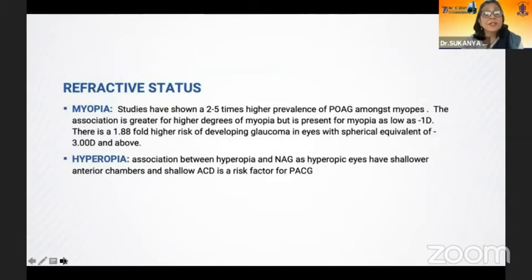The refractive status is also very important. Myopes have been shown to have a 2 to 5 times higher prevalence of primary open-angle glaucoma. The association is greater for higher degrees of myopia, but is present for myopia as low as -1 diopter. Hyperopes per se have not been identified as a risk factor, but hyperopic eyes do have a shallow anterior chamber, and shallow anterior chamber has been identified as a risk factor for primary angle closure glaucoma.